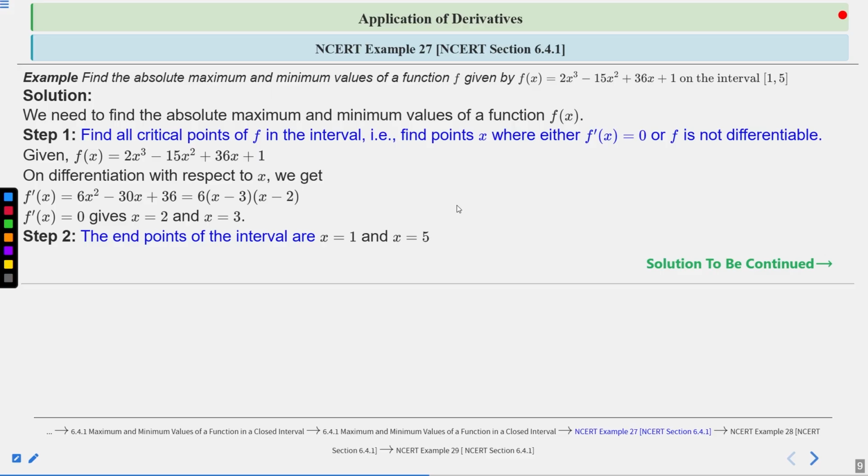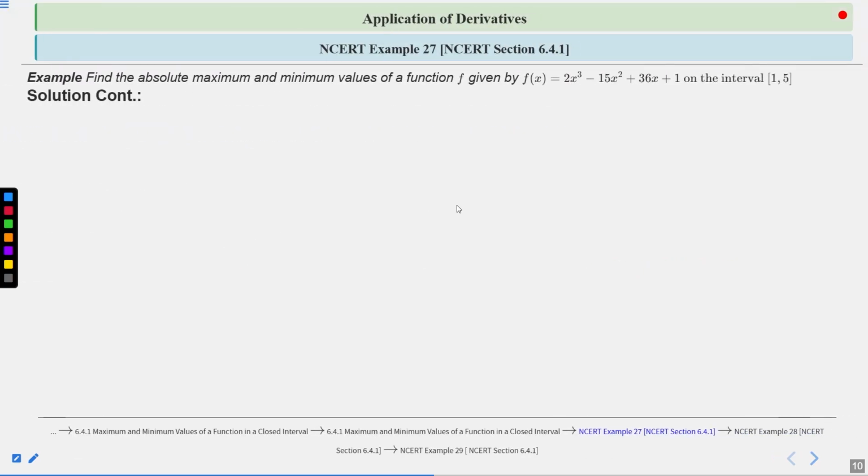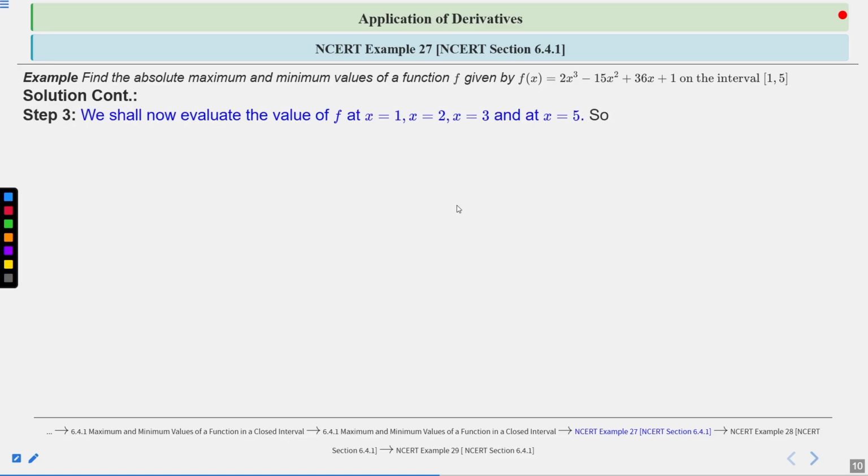So what can we do now? Step 3, we shall now evaluate the value of f at x equal to 1, x equal to 2, x equal to 3, and x equal to 5. Why have we taken these values? Because 1 and 5 are basically endpoints, and 2 and 3 are basically critical points. So the function can be maximum or minimum at either endpoints or at critical points.